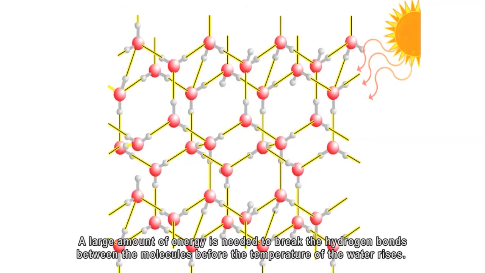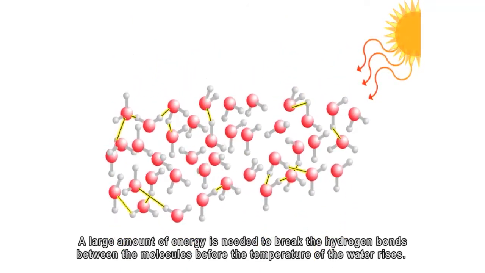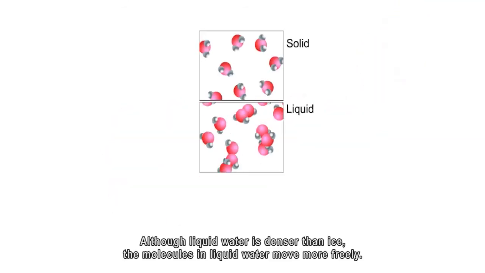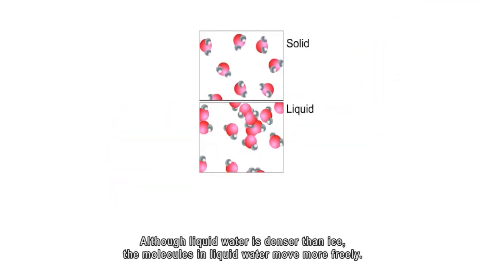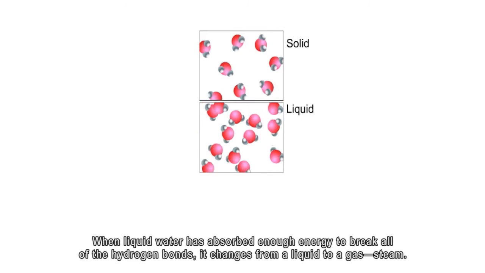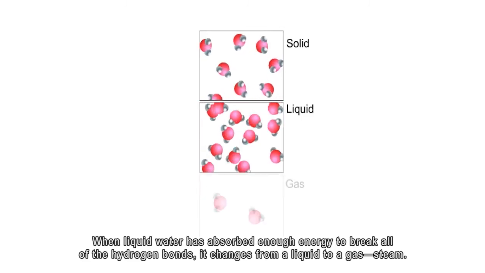A large amount of energy is needed to break the hydrogen bonds between the molecules before the temperature of the water rises. Although liquid water is denser than ice, the molecules in liquid water move more freely. When liquid water has absorbed enough energy to break all of the hydrogen bonds, it changes from a liquid to a gas, steam.